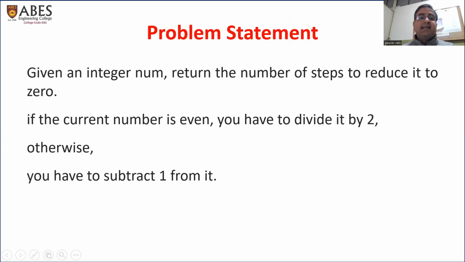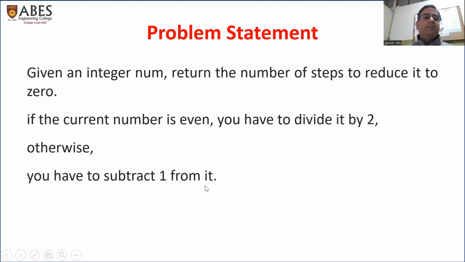The problem statement says: given an integer number num, return the number of steps to reduce it to zero. That means you are given some number, and you have to return how many steps it takes to reduce it to zero. The constraints are: if the current number is even, you have to divide it by 2. Otherwise, if the number is not even, that means odd, then you have to subtract 1 from it.